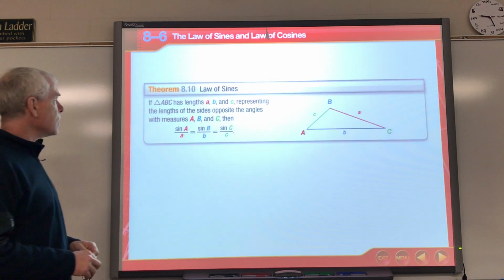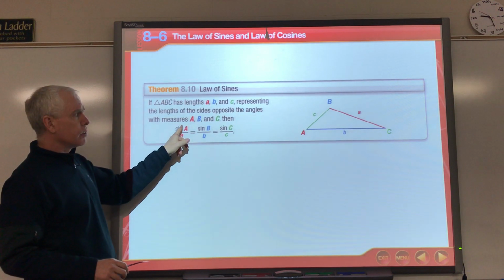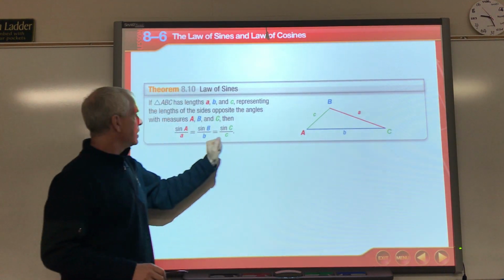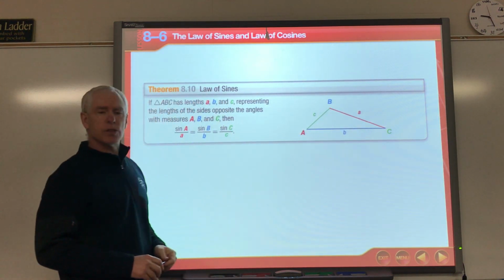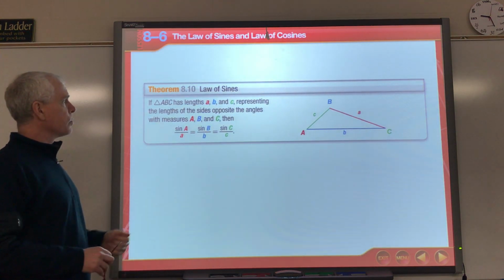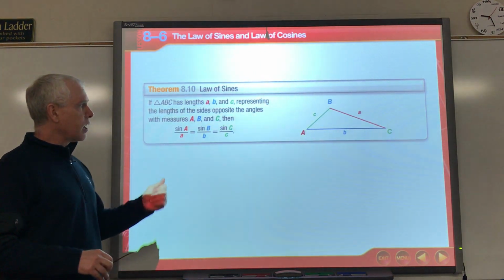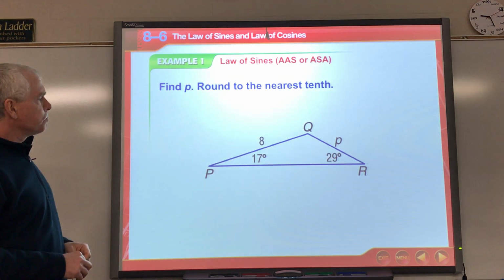Okay, so the law of sines is pretty straightforward. The sine of an angle over the side opposite, so sine of A over a, is equal to the sine of B over b and the sine of C over c. So it's just ratios again. Back in chapter 7, we spent a lot of time solving ratios. That's all we're going to be doing here, you guys. So if you're given a couple of angles, this works out quite well. So let's do one together.